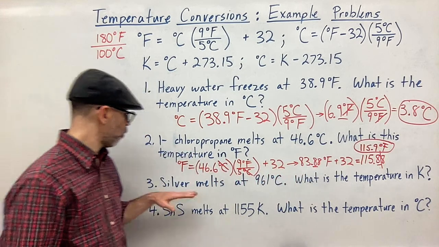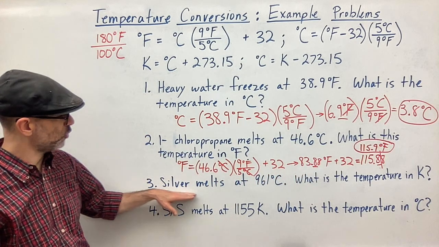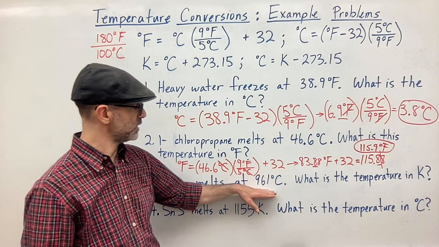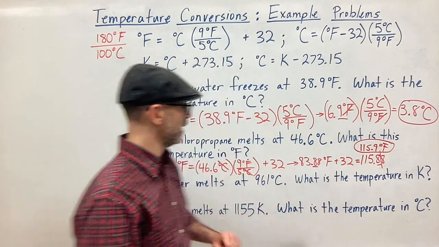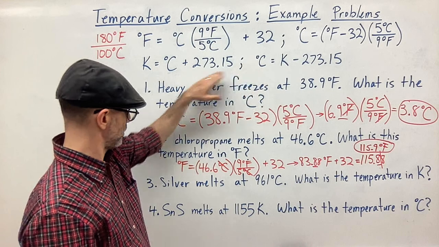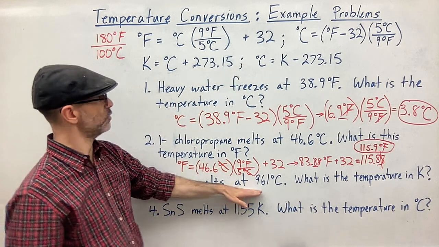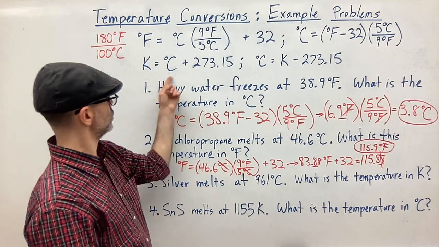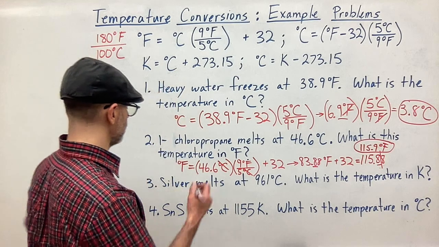Okay, so for number 3, we have silver melts at 961 degrees Celsius. What is the temperature in Kelvin? So we're now using these equations here. We're starting at degrees Celsius and we want Kelvin. So here we're going to use this. We're going to add 273.